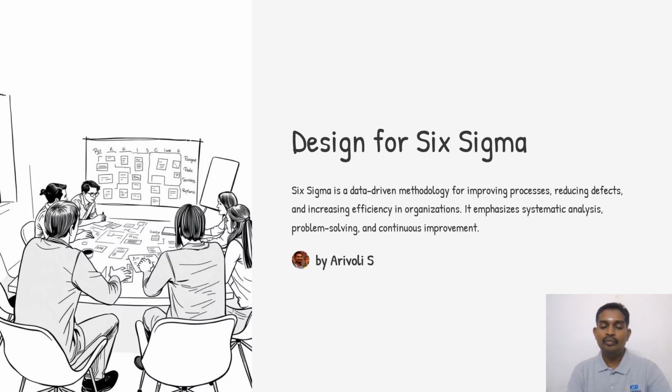For example, Microsoft uses Six Sigma to help eradicate defects in its systems and data centers and systematically reduce IT infrastructure failures. So we are going to discuss the design for Six Sigma. Six Sigma is a data-driven methodology for improving processes, reducing defects, and increasing efficiency in any organization. It emphasizes systematic analysis, problem solving, and continuous improvement.